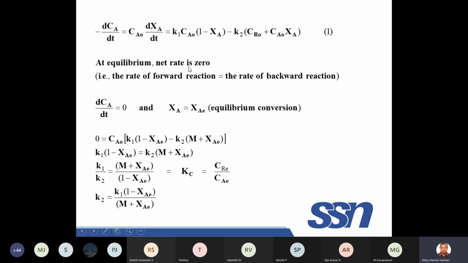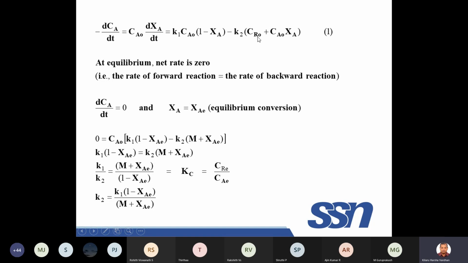At equilibrium, the net rate is 0 because the forward reaction is equal to the backward reaction. So at equilibrium the net rate is 0, and we equate this to 0. What you get is XA as XAe, that is the equilibrium conversion. CA0 is constant, K1 is constant, so you have to differentiate with XA. So (1 minus XA) becomes (1 minus XAe).